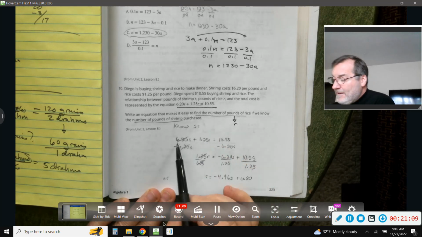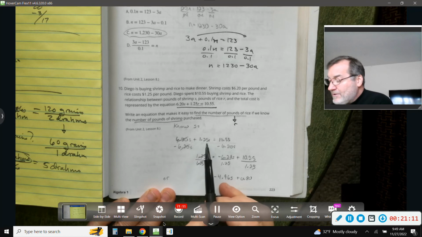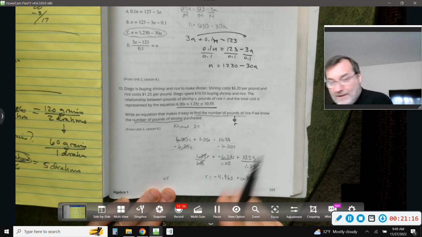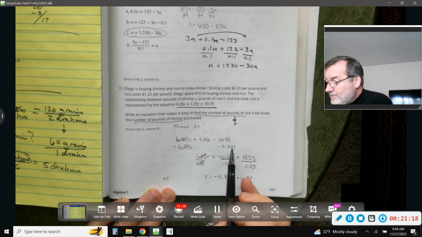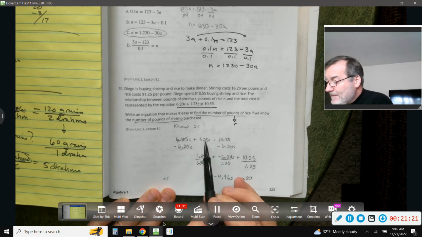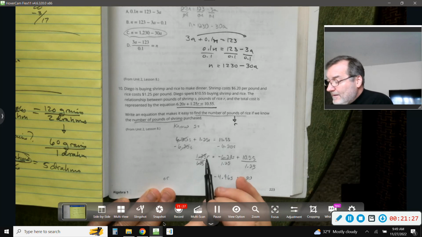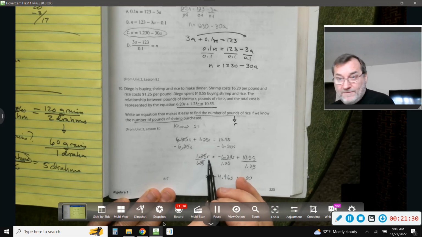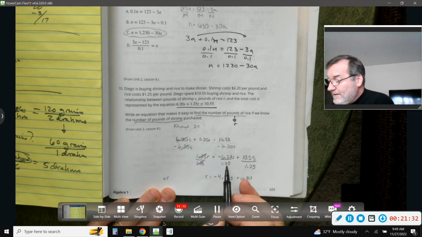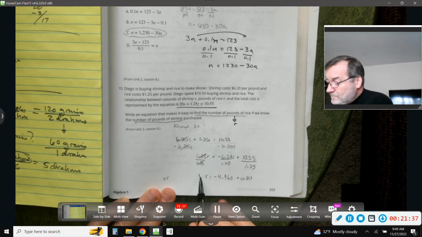So what do we do? Well, we write it out. I want to solve for R, so I want to get it all by itself. First thing I do is addition and subtraction to get it all by itself. So I subtract 6.20S from both sides, and I get 1.25R equals 10.55 minus 6.20S, right? And then I want just 1R, not 1.25R, so I divide everything by 1.25. And this is the answer that I get. Okay, R equals negative 4.96S plus 8.44.